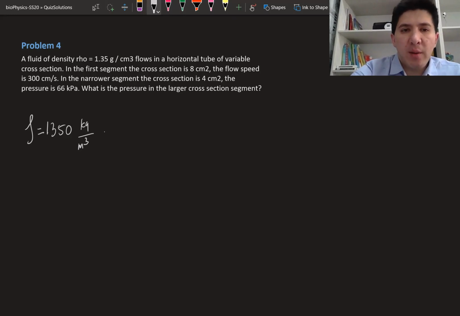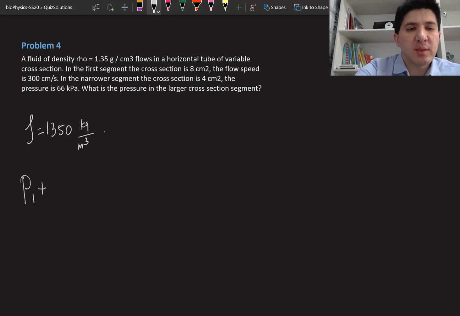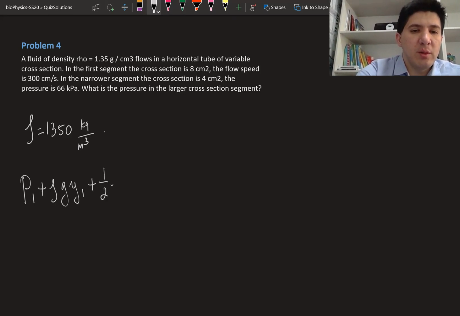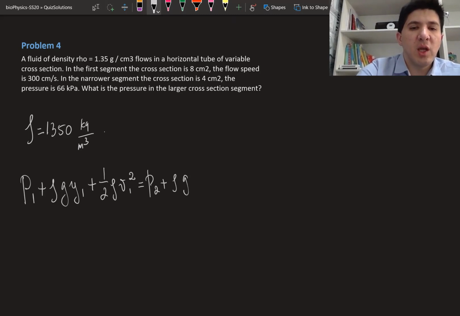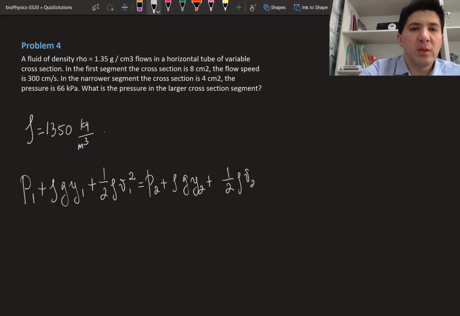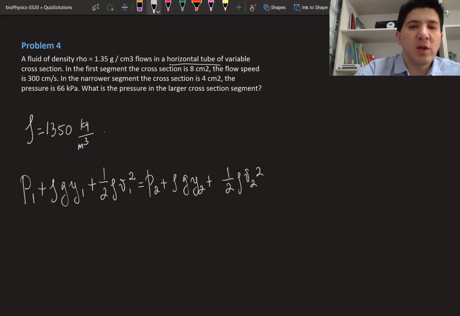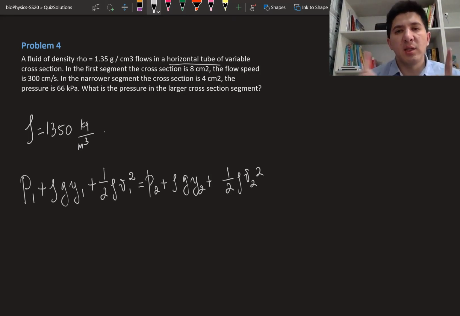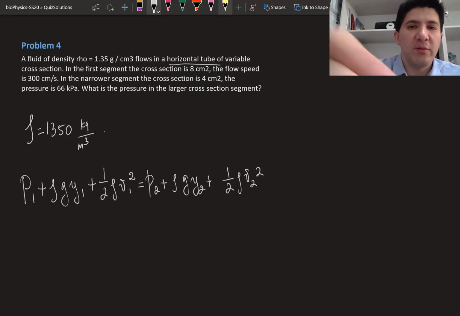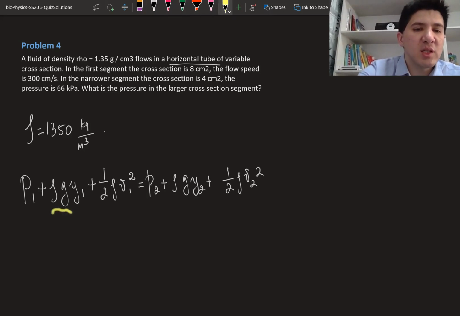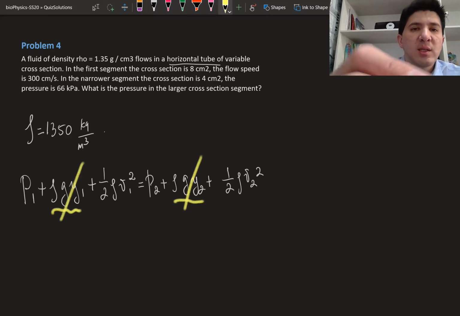Okay, so again, we need to use Bernoulli's equation. It's going to be P1 plus rho g y1 plus 1 over 2 rho v1 squared is equal to P2 plus rho g y2 plus 1 over 2 rho v2 squared. Again, the tube is horizontal. It means that the heights in the two parts of the cross-sections are going to be the same. So y1 is equal to y2. I can just cancel them.